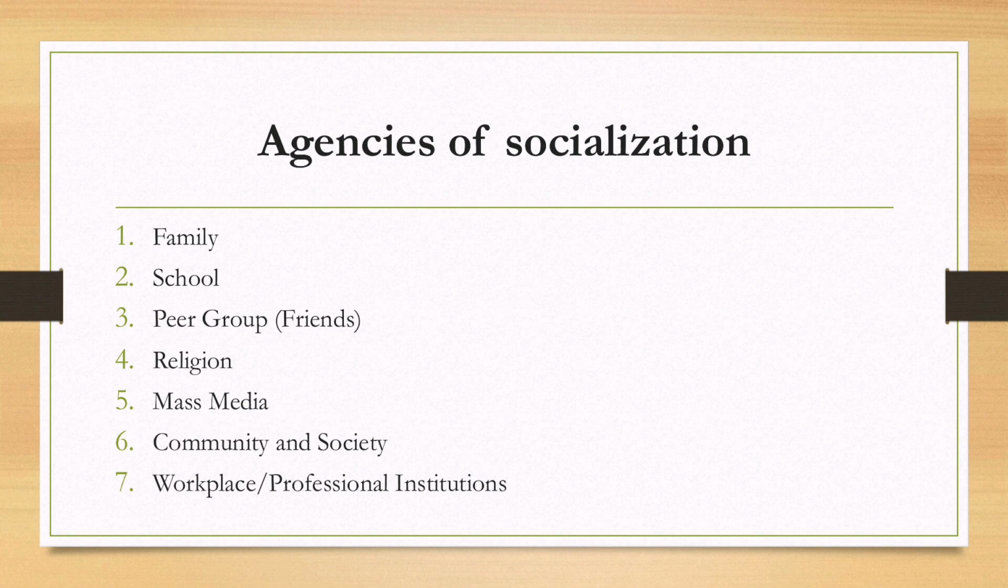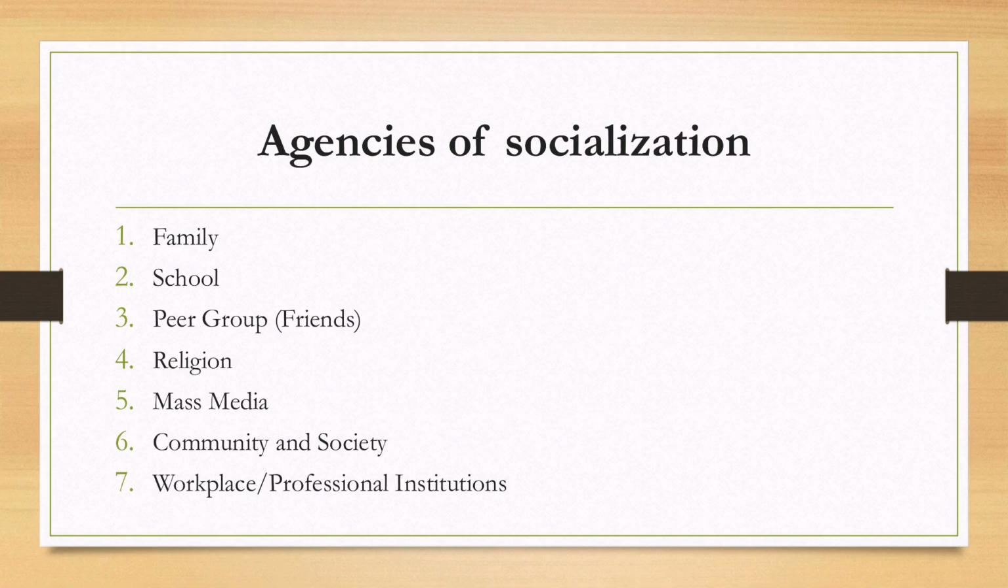That means family will be teaching the language, manners and also the values and discipline. Next one is school. So school will be providing the education, discipline, social skills and also the moral values. For example, learning punctuality and cooperation in the schools.